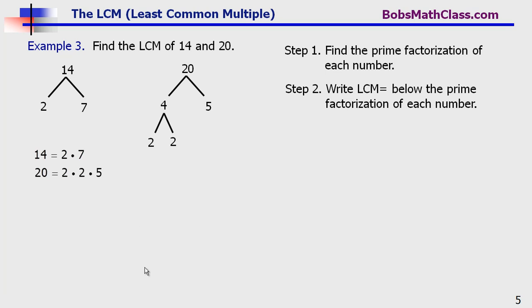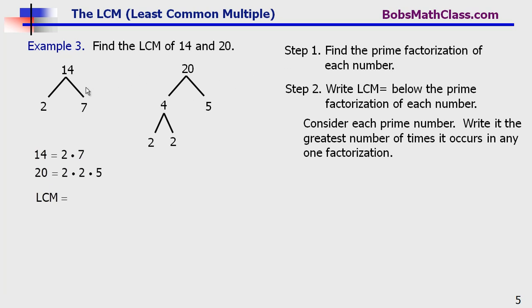Now write LCM underneath here. And then you're going to consider each prime number. Write it the greatest number of times that it occurs in either row. So let's start with 2. What's the greatest number of times it occurs in either row? Well, it occurs once in the top row, twice in the bottom row. So the greatest number of times the 2 occurred was twice in the bottom row. So in the 20, it occurs twice.